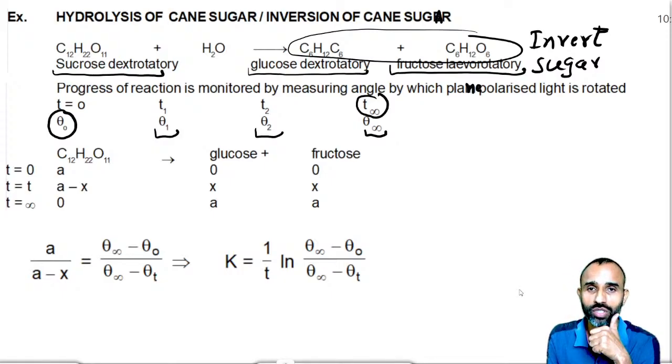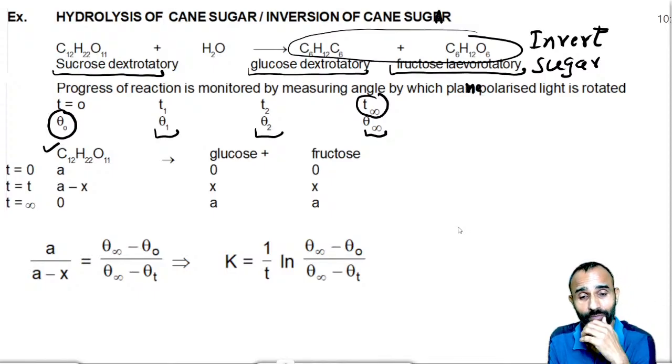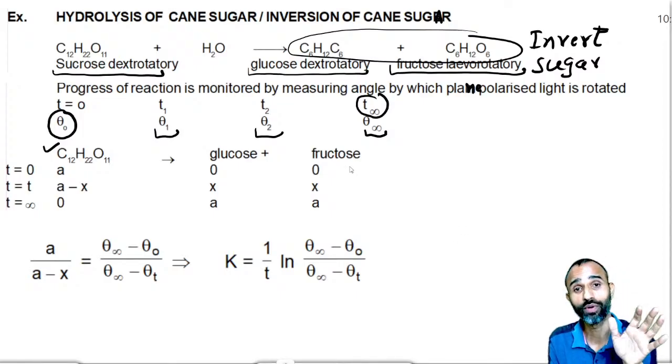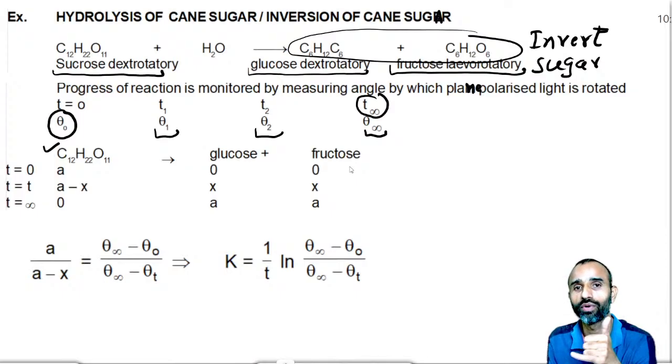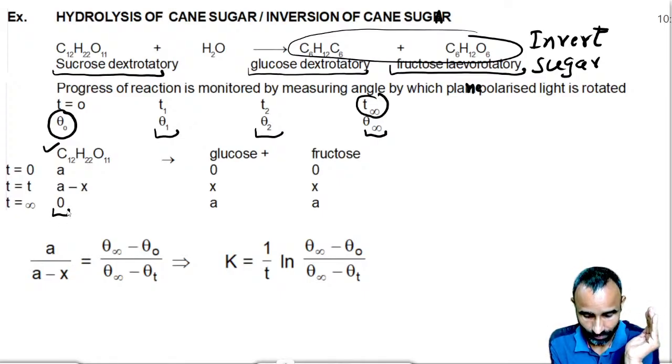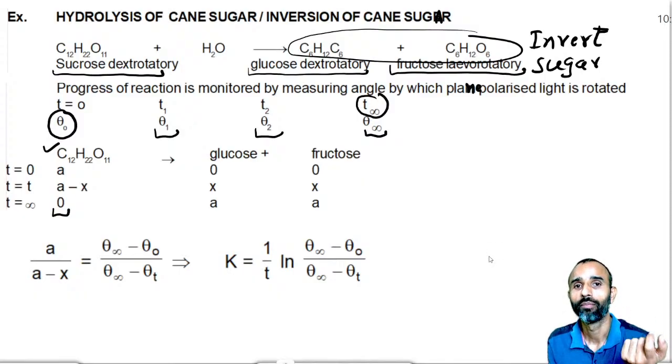When time is 0, initially only sucrose is present. Its concentration, let us take it as small a, and glucose and fructose are 0. After time t, sucrose is a minus x, and glucose and fructose are x each, because one sucrose will give 1 mole of glucose and 1 mole of fructose. So after finite time, when the reaction is complete, sucrose becomes 0.